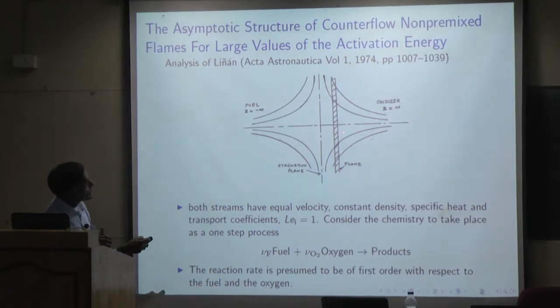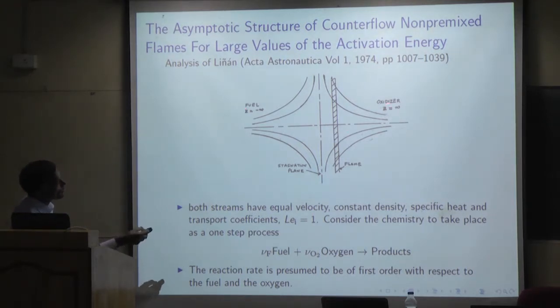All right? And it turns out that depending on the concentration of the fuel in the fuel stream, or rather how much oxygen there is in the oxidizer, or how much fuel there is in the fuel, the flame will either sit on this side, on the oxidizer side of the stagnation plane, or on the fuel side of the stagnation plane. It's also possible to stabilize it right at the stagnation plane. So that depends on the concentration of fuel or the concentration of oxygen in the oxidizer, right?